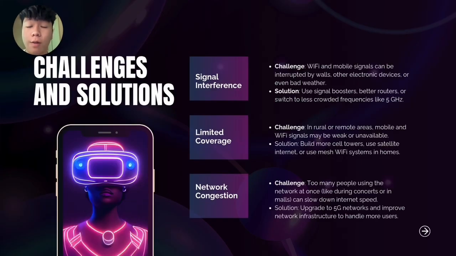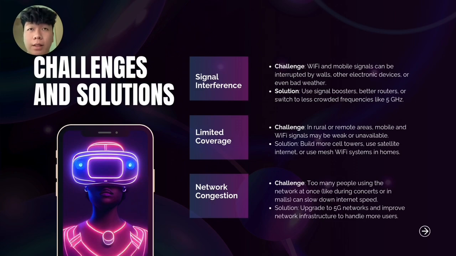So right now, I'm going to talk about challenges and their solutions. The first thing I'm going to talk about is signal interference. The challenge for this is that Wi-Fi and mobile signals can be interrupted by walls, other electronic devices, or even bad weather. The solution for this is to use a signal booster, better routers, or switch to less crowded frequencies like 5 GHz.